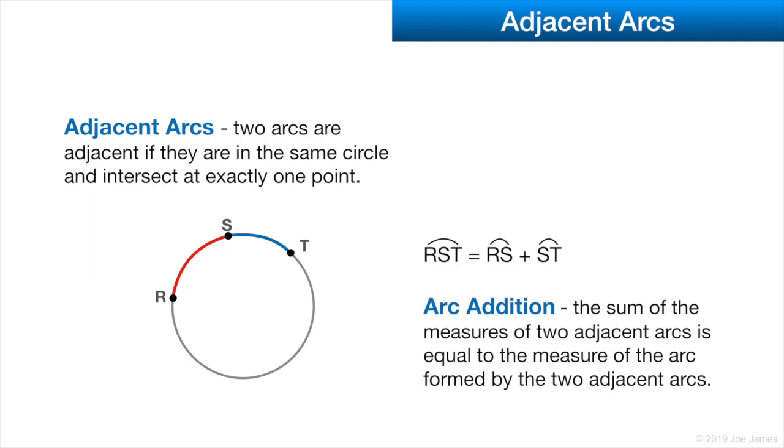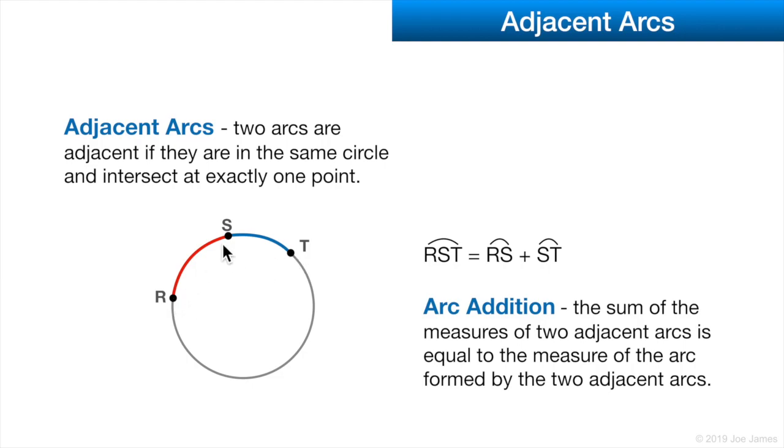Adjacent arcs is when two arcs are on the same circle and they intersect at exactly one point. So here we have RS and ST. We can see that these are adjacent arcs because they intersect at point S, the red arc and the blue arc. So we can add these two, and the sum of the measures of the two adjacent arcs is equal to the measure of the arc formed by the two adjacent arcs. This is no surprise, it's just simple addition, it's common sense. RS plus ST is equal to RST, this whole thing.